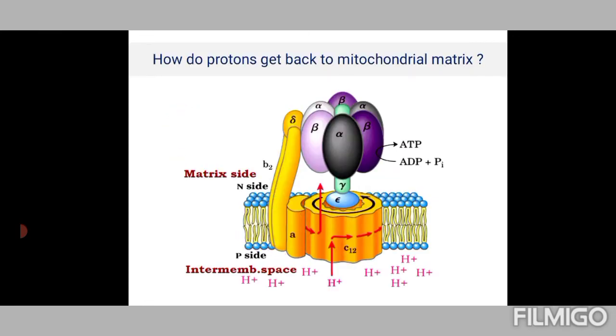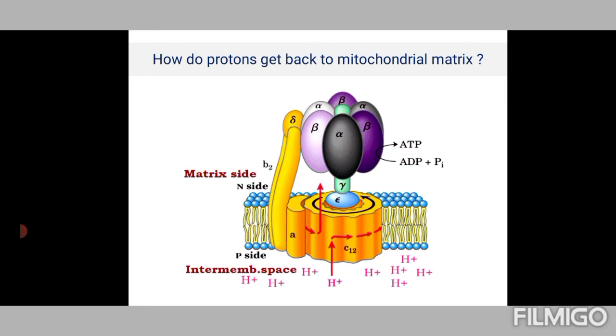Now, how do protons actually get back to the mitochondrial matrix? This is what chemiosmosis explains. So it is by this process. The rotor, which consists of the C ring as well as gamma and epsilon, is capable of rotating, as we can see in the figure.